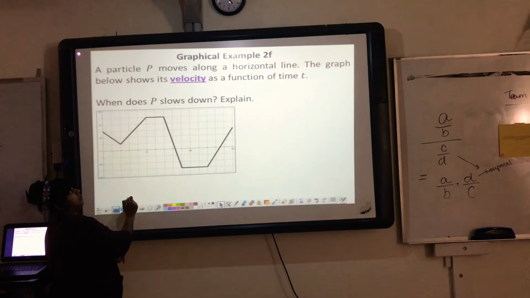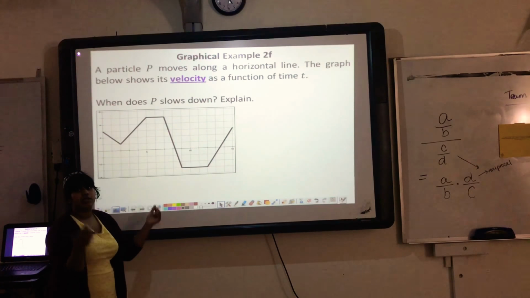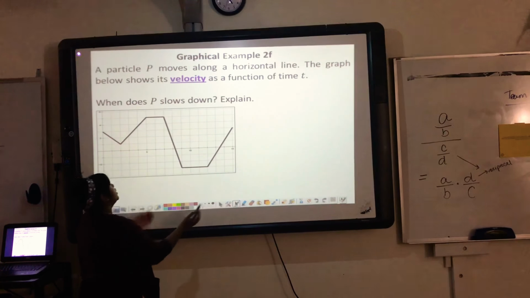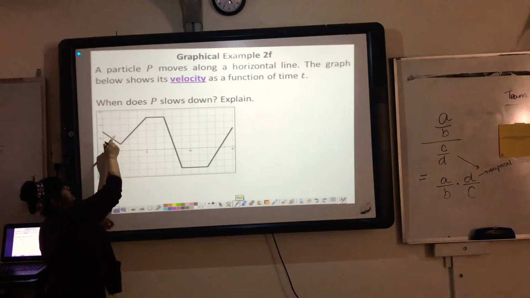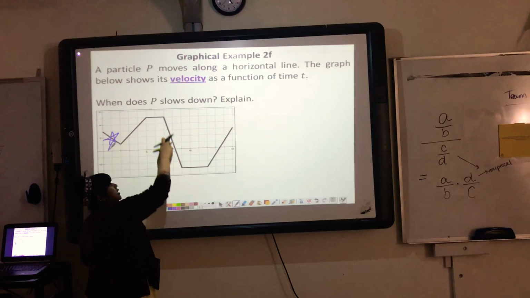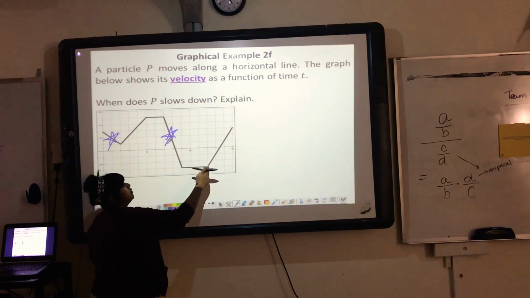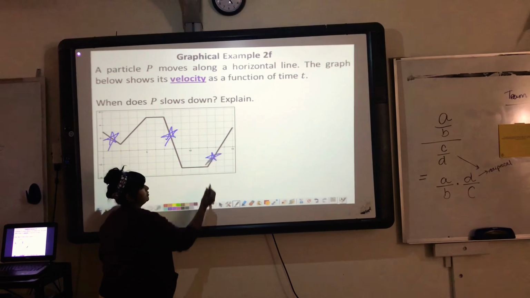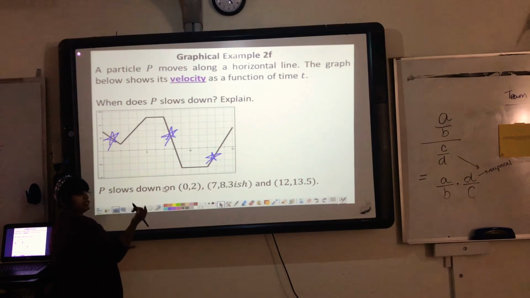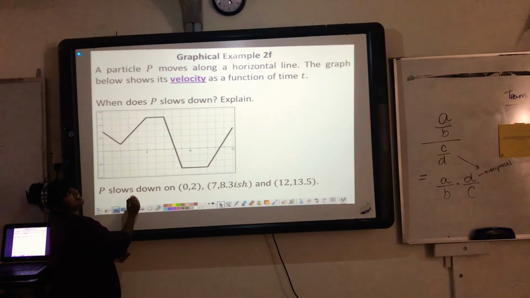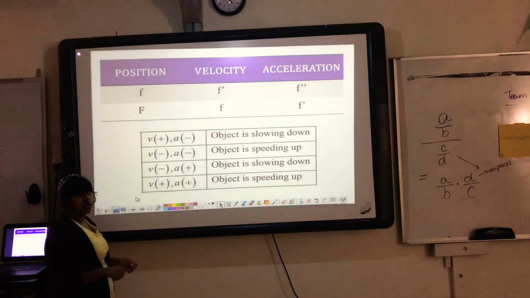And when does it slow down? Now we're looking for those opposing forces. So negative slope, positive velocity. Positive slope, negative velocity. Ta-da! Is that my last question? Yes. Okay, so let's talk about a wrap-up.